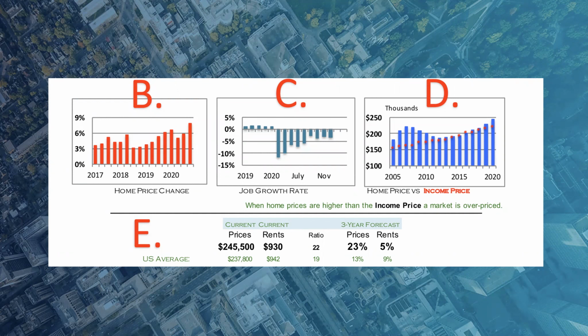Below these charts, the table at E shows the average home price and rent in this market, the home price to rent ratio, and our 3-year forecasts for home prices and rents. Now let's quickly see what charts B, C, and D look like in a couple of other markets.